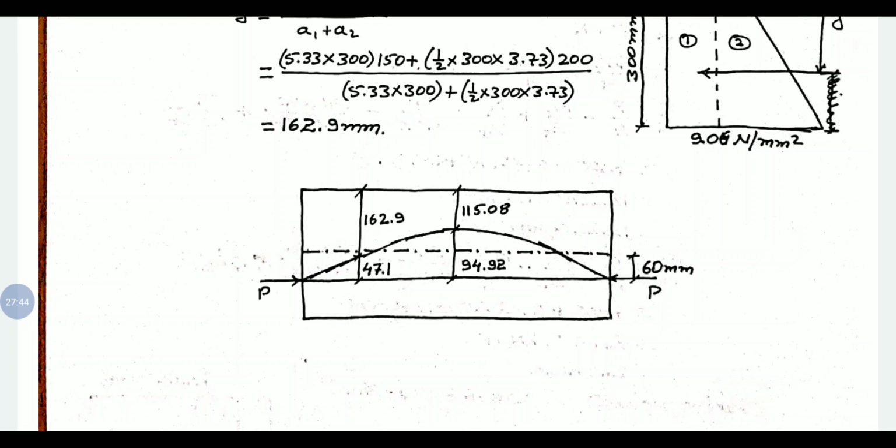Similarly at midspan, 210 minus 115.08, we will get 94.92. Here 94.92 is the lever arm. By joining those points, we get the pressure line. This is another method of calculation of the pressure line.